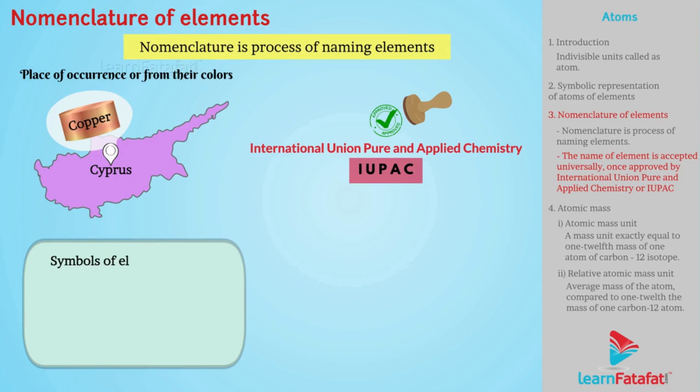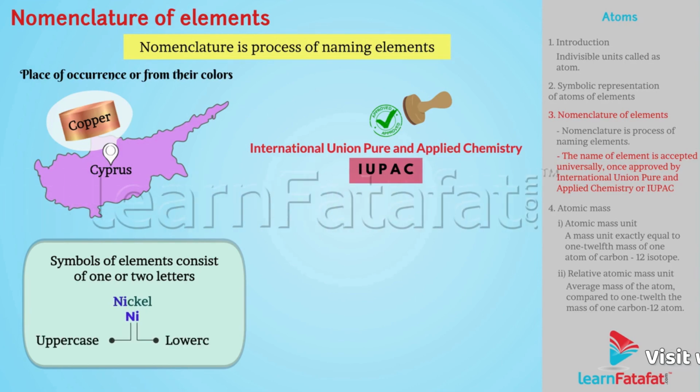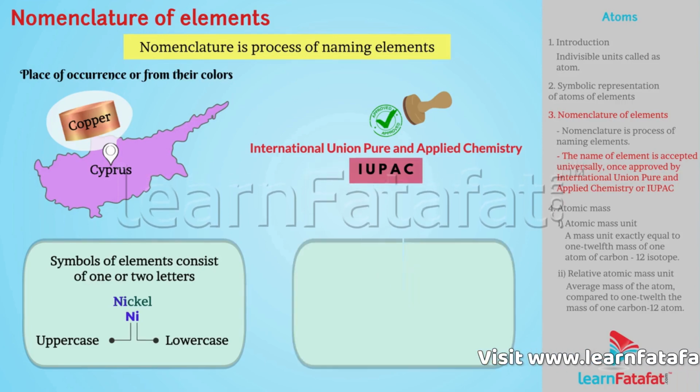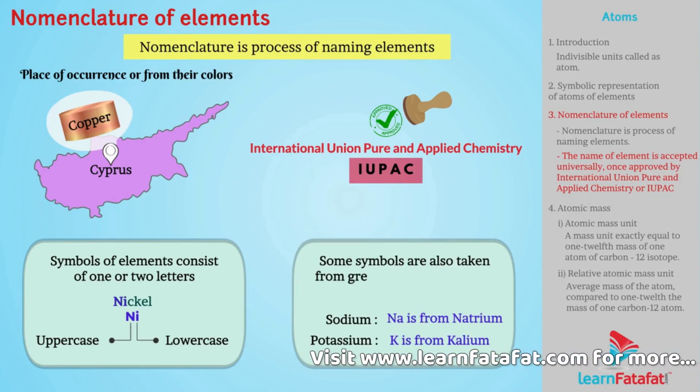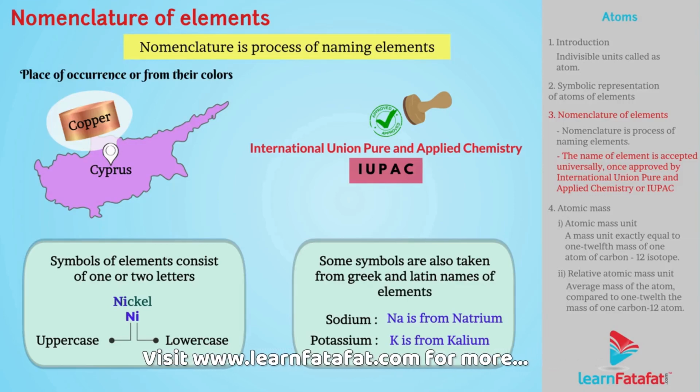The symbols of elements consist of one or two letters. The first letter is always in uppercase and the second is always in lowercase. Some symbols are also taken from Greek and Latin names of elements.